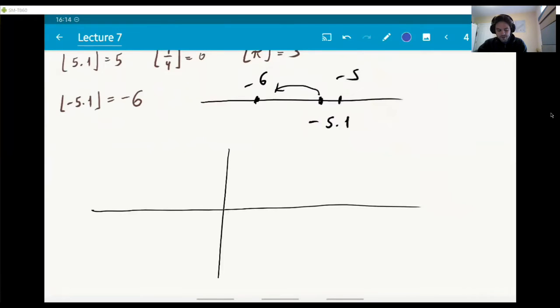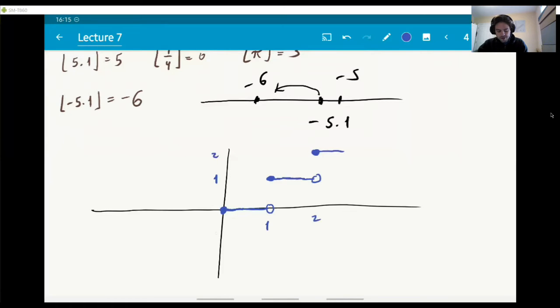Floor of 0 is 0. Floor of anything between 0 and 1 is also 0. But then floor of 1 is 1, not 0. Now, floor of numbers between 1 and 2 is all 1. But floor of 2 is 2.